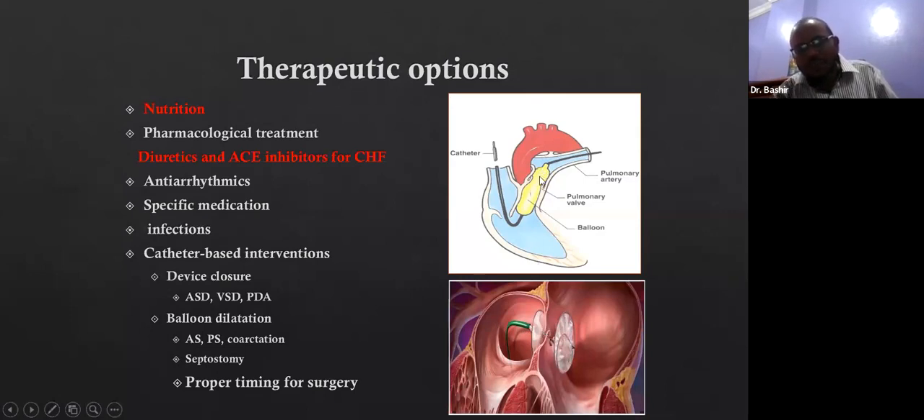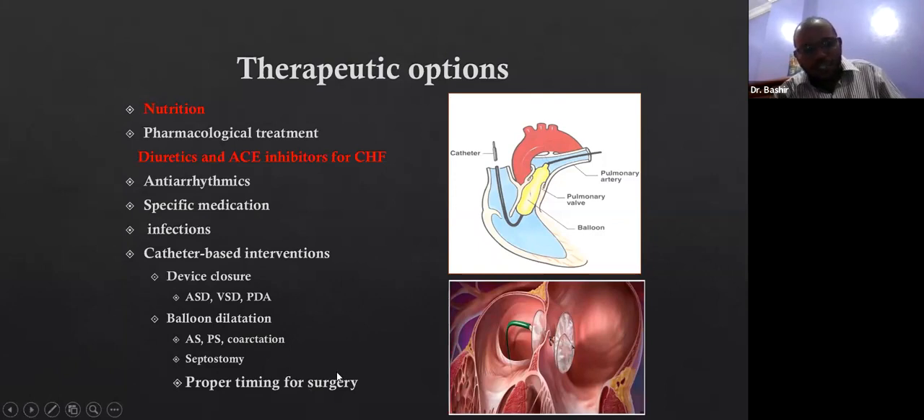Or this child has a pulmonary stenosis. The interventionist will put a balloon inside the pulmonary valve and will inflate the balloon so it will be treatable. Balloon dilatation, like in aortic stenosis, pulmonary stenosis, and coarctation if the child is old enough. And sometimes they are doing other interventions like septostomy.